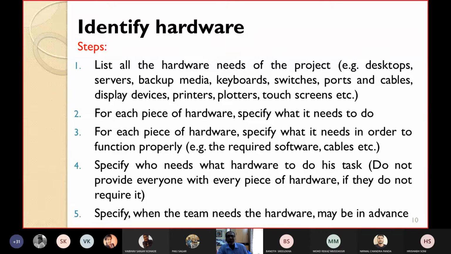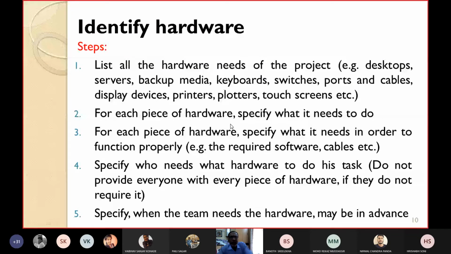So for each piece of hardware, specify what it needs to do. Then for each piece of hardware, specify what it needs in order to function properly. So in order to work this particular computer or server or workstation, what does it need? What does it need in order to function properly? For example, for a computer to run, you require some software, you require some connecting cables, you require maybe some switches. Those things also you have to specify.